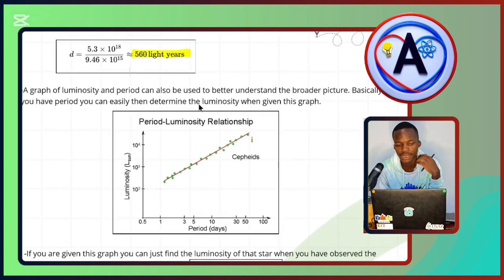So a graph of luminosity and period can be used to better understand the broader picture. Essentially, if you sit down and observe a star and you measure that, hey, I saw that radius before, now it's back again, that's a period. If you measure that, you can estimate the luminosity, because scientists have been working to understand the relationship between period and luminosity.